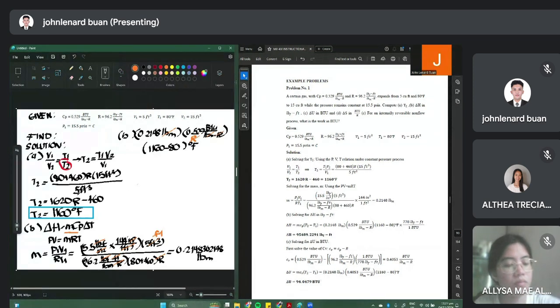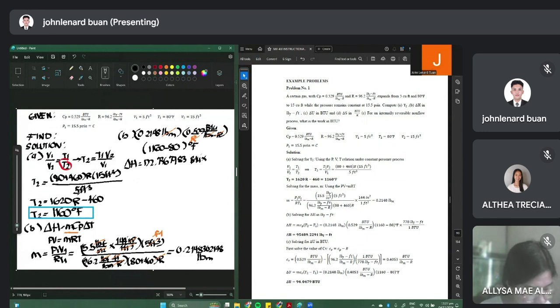Since we're dealing with a temperature difference, those two are already in absolute temperature rating. Therefore, 1 degree Fahrenheit is equal to 1 Rankine. So, this will give us the resulting value of delta H. Sorry, hindi ko na nasulat yung delta H. Delta H is equal to 122.7367983, that is still in BTU.